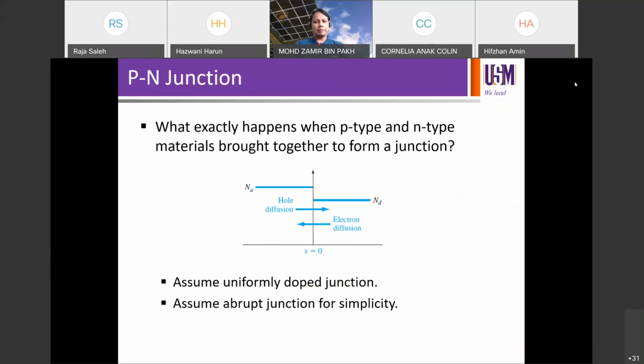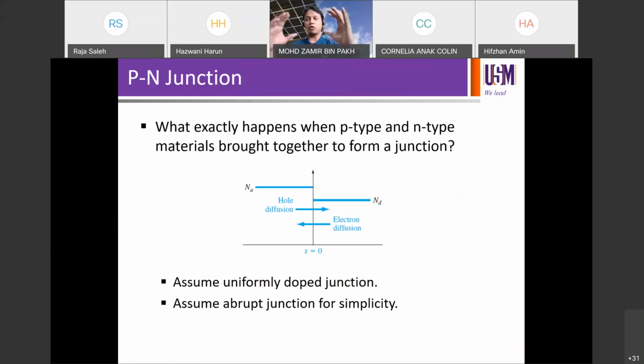So what exactly happens when P-type and N-type materials are brought together to form a junction? Previously we learned that when you have a P-type material, P-type crystalline silicon, you have holes as the majority carriers and electrons as minority carriers, right?